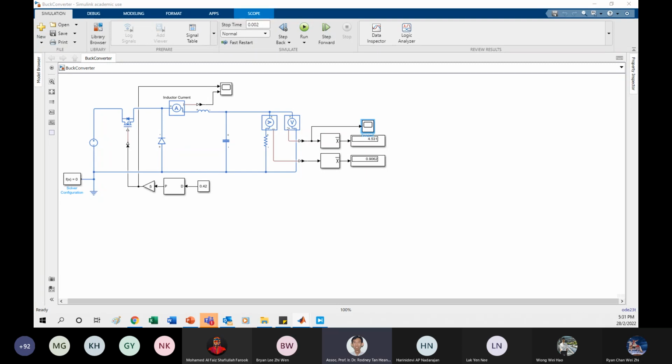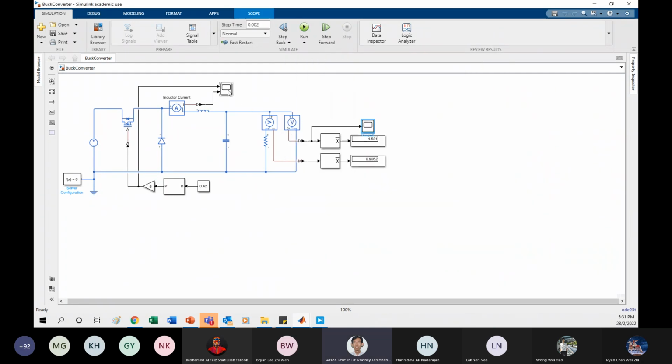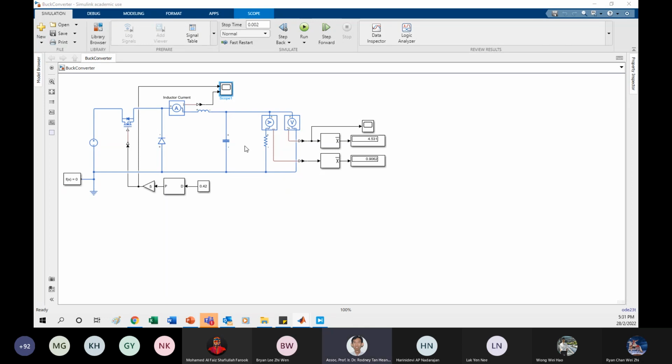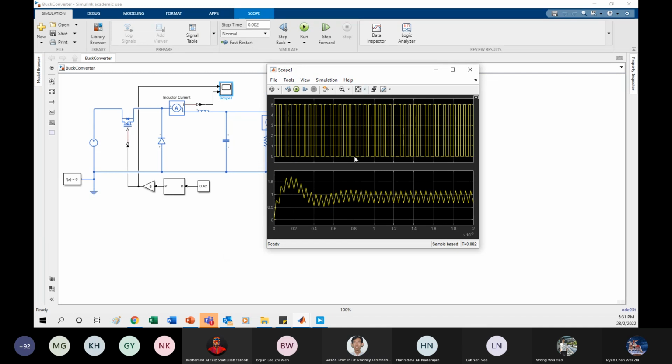Okay, so this will be the DC waveform. It will still have a little bit of ripple because we set only 2%. If you set lower, then it will be lower. Okay, and then here is the current. You will see the inductor current. This is your chopping.